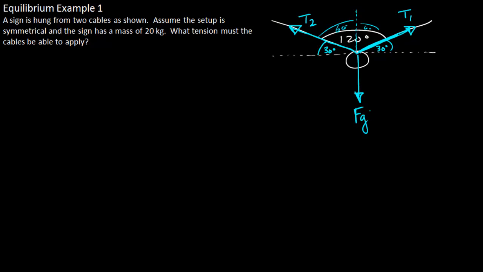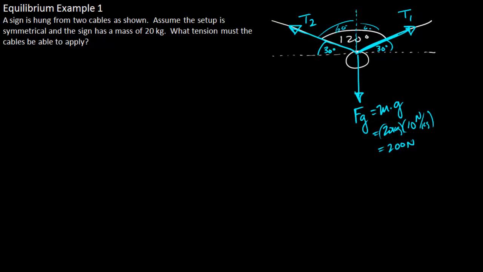We'll also start by just finding the weight of the sign. So it's going to be m times g. The sign has a mass of 20 kilograms. We can assume we're on Earth with a gravitational constant of 10 newtons per kilogram. So the sign has a weight of 200 newtons.